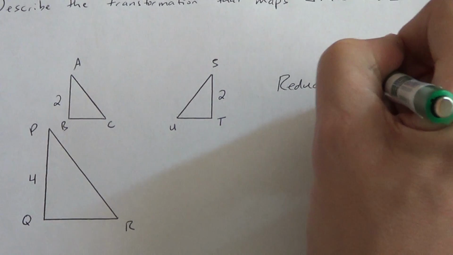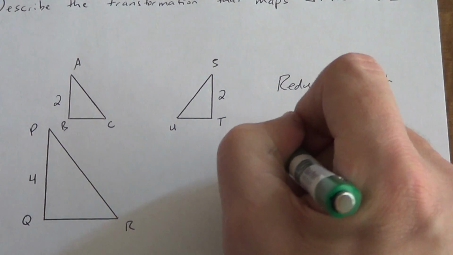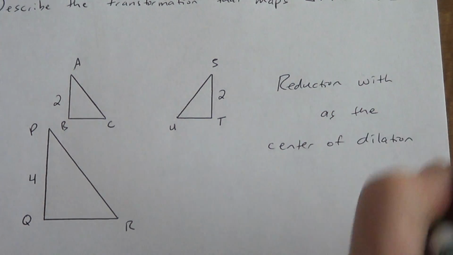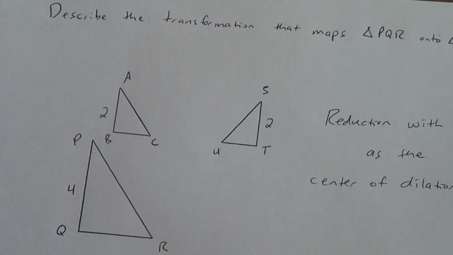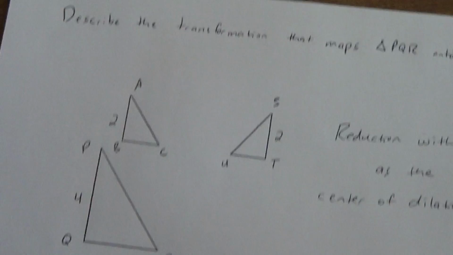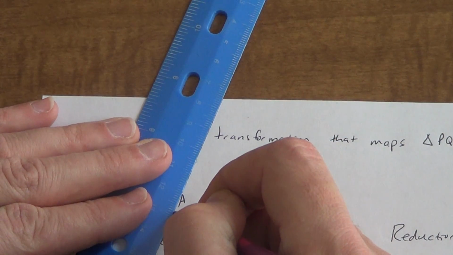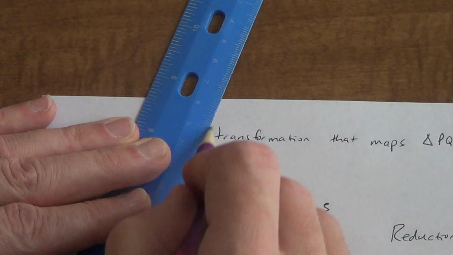With, and we'll leave a blank there again, the center of dilation. We'll find that center here in a second. So from here to here is a reduction. Let's go ahead and find that center of dilation. Let me get my pencil out again. I'm going to draw these. This time I'm going to draw a straight line instead of dotted lines. It just goes a little faster. So if I can draw a straight line without doing all the dotted stuff, I'm just going to draw that.